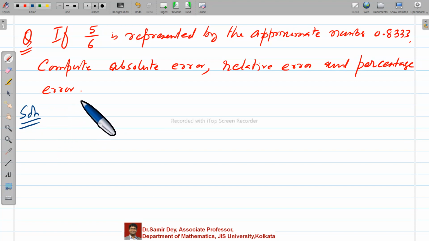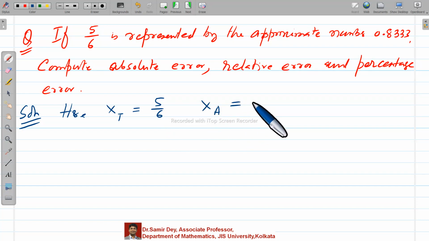Now try to understand that this type of question you can expect. I always recommend my students to follow the process. The number may be replaced, but if you know the actual process and follow it, then automatically you get the answer. So here, what is your xt? xt will be 5 by 6. Very good. What is your xa? xa will be 0.8333. That is your approximate value and this is your true value.